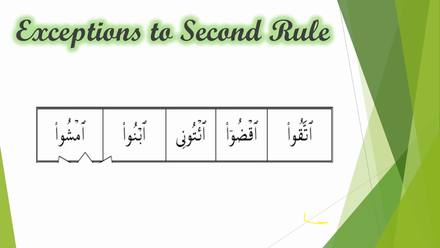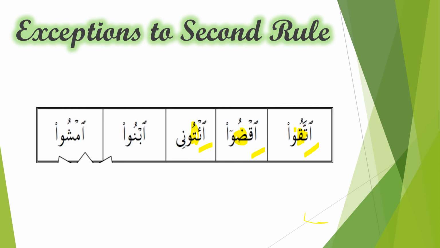So this one right here, the third letter, I noticed it has a Dammah. So as per the second rule, I should have said Hamza should take a Dammah on it. But this is my exception letter. So I'm going to read it as ittaqu, ittaqu. Here again, I have a Dammah, but I'm going to read this iqdu. Here also, I have a Dammah on the third letter, but I'm going to read it itu.